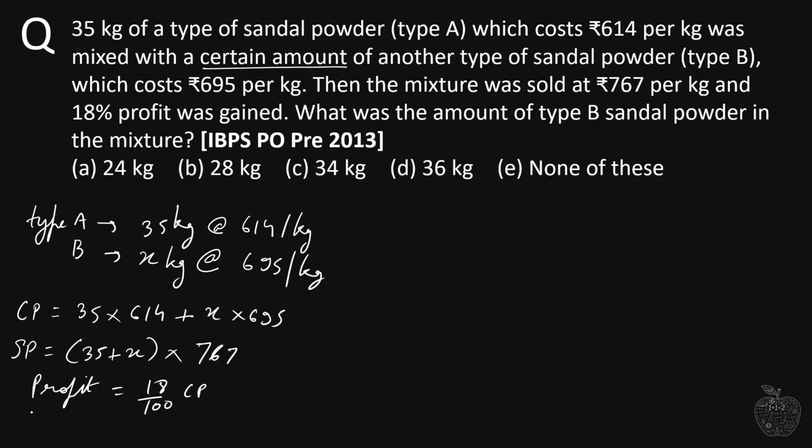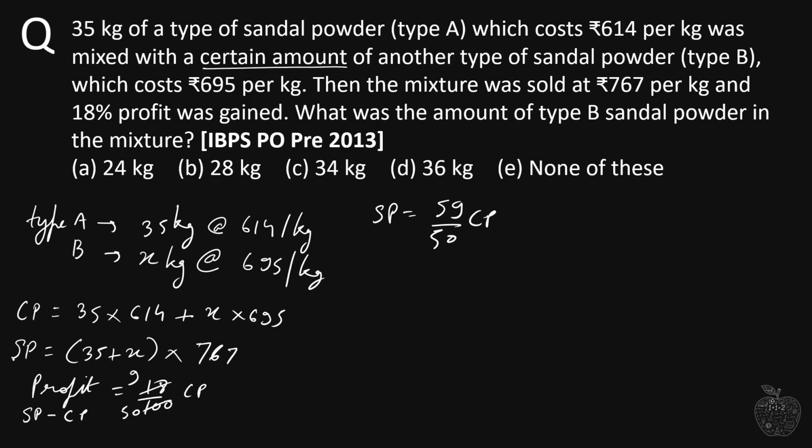Now we know that profit is equal to selling price minus cost price, right? So we get, this cost price will go on the right hand side. So selling price is equal to 18 by 100, or I can say 9 by 50 CP, plus CP. So we get 59 by 50 CP. This is what we get.